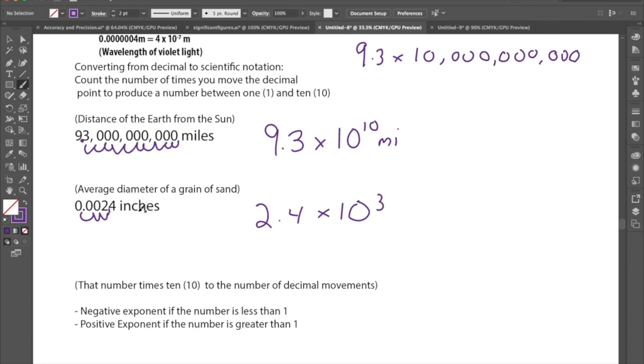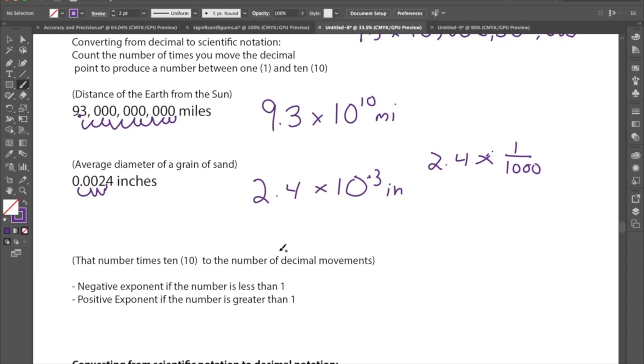Except only now, in this case, since this number was less than 1, since this number was a decimal number that we turned into a whole number, we're going to actually make this 10 to the power of -3 inches. Or again, if we were to write this in our decimal notation, in the same frame, 2.4 times 1 over 1,000. So 2.4 thousandths, which is where this line is located anyway, 2.4 thousandths.